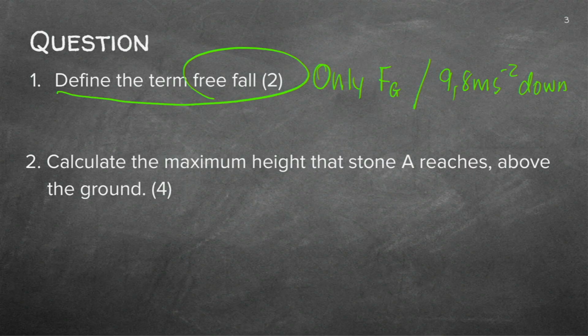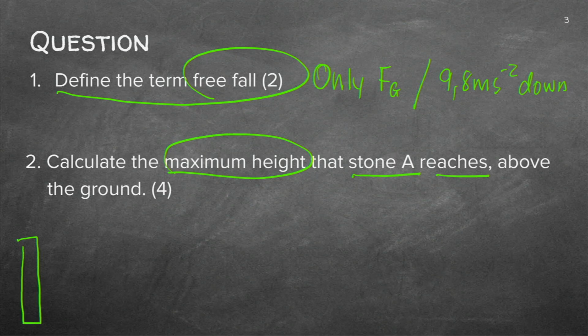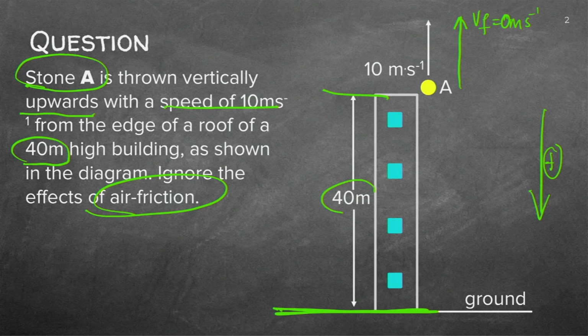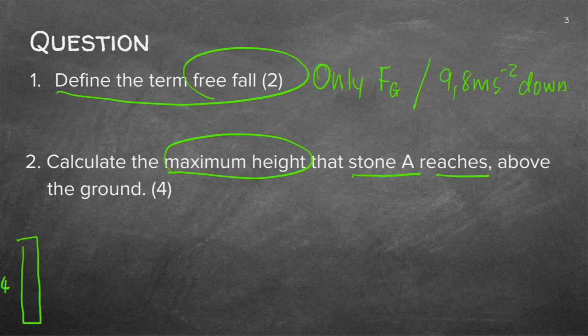The second question, calculate the maximum height that stone A reaches above the ground. Now, please bear in mind that you had this building and it was at 40 meters. So you've got 40 meters already. They now asked me, if you have A going up there and you know it's going to stop, what will that height be? So let's see what we have. We've got the final velocity because it's going to stop at the top. We have the initial velocity because it was launched with 10 meter per second.